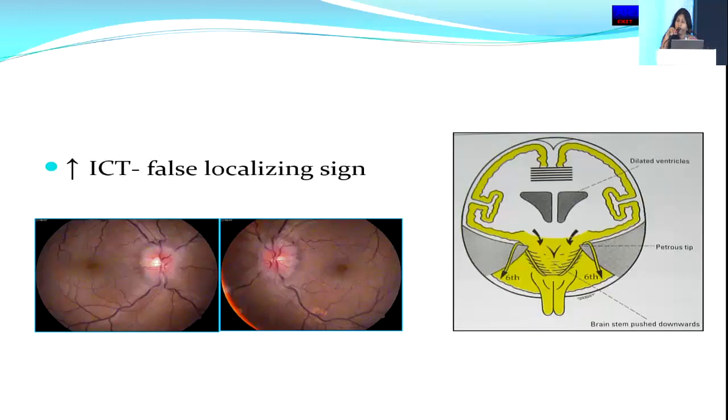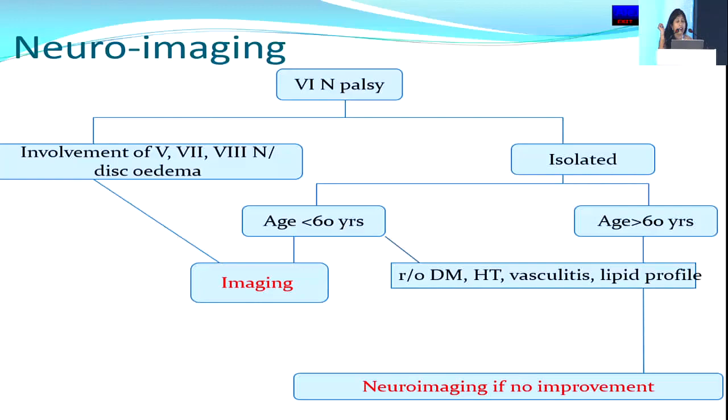Next, it could be a false localizing sign in cases of raised ICT. So how do you neuroimage these patients? Depending on the age of the patient, the risk factors, the involvement of other cranial nerves, and other neurological features, you have to image the patients. But if the patient is old enough and you know it's probably a microvascular occlusion, you may choose not to image.